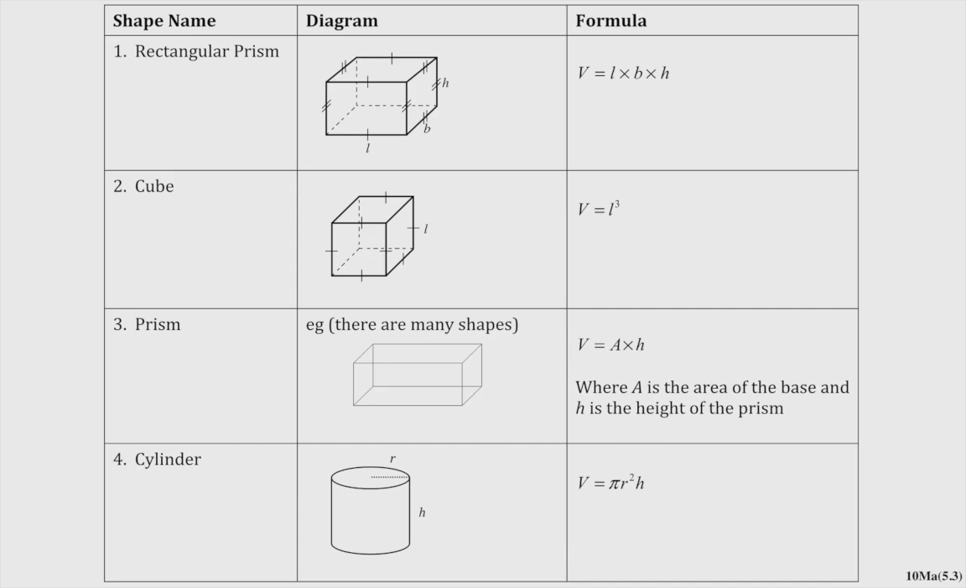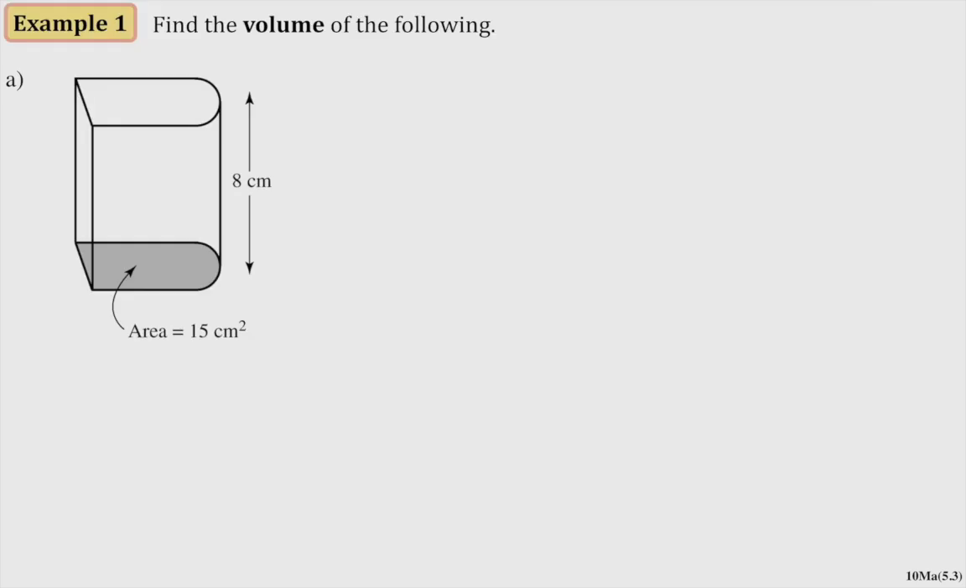Righto, here are the formulas that we're going to be using in this topic. A rectangular prism, the formula is length times breadth times height. A cube, the formula is L cubed or side length cubed. A prism, the area of one of the sides, doesn't matter whether it's the top, the bottom, the front, the back, because they're constant, multiplied by the depth. A cylinder, pi r squared h. Let's try some examples and see how we go.